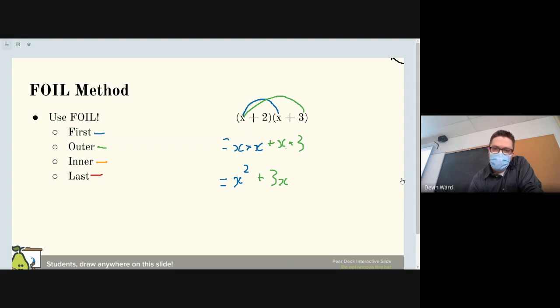Then we did orange. Is that orange? I don't know. Then we're going to do inner. Which do you think inner is going to be? Inner is just the two on the inside. We did the outside terms, now we're going to do the two inside. It would be these two. Plus 2 times x, which is 2x. And then the last two that you haven't multiplied together yet: 2 times 3.